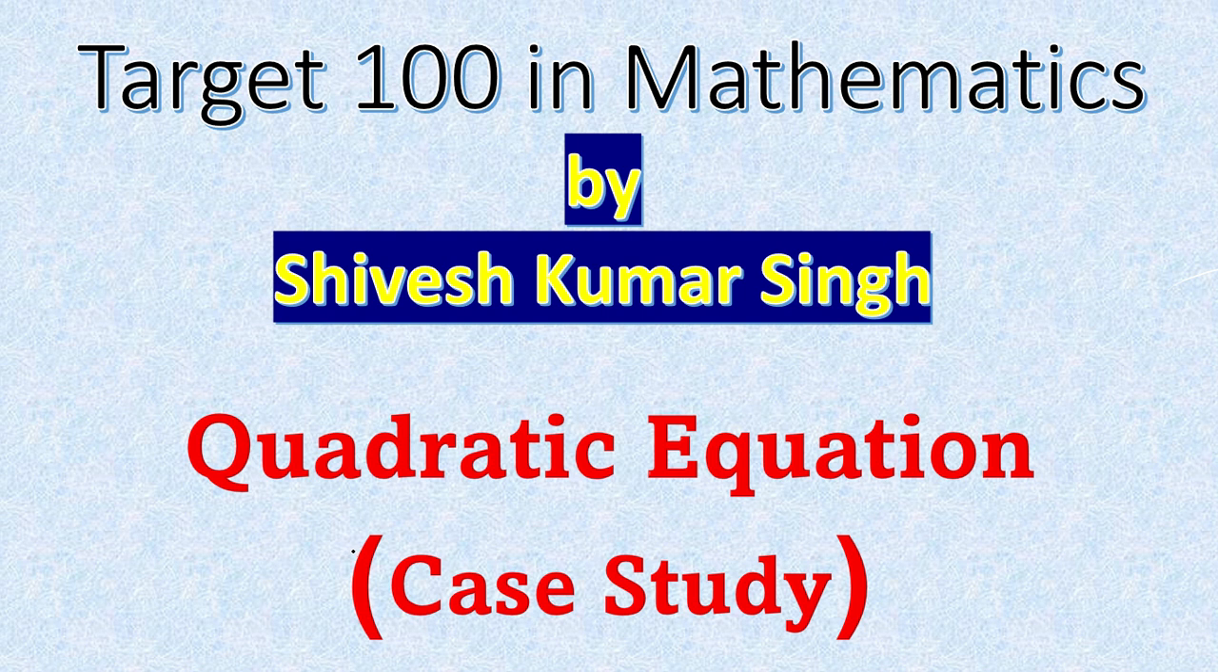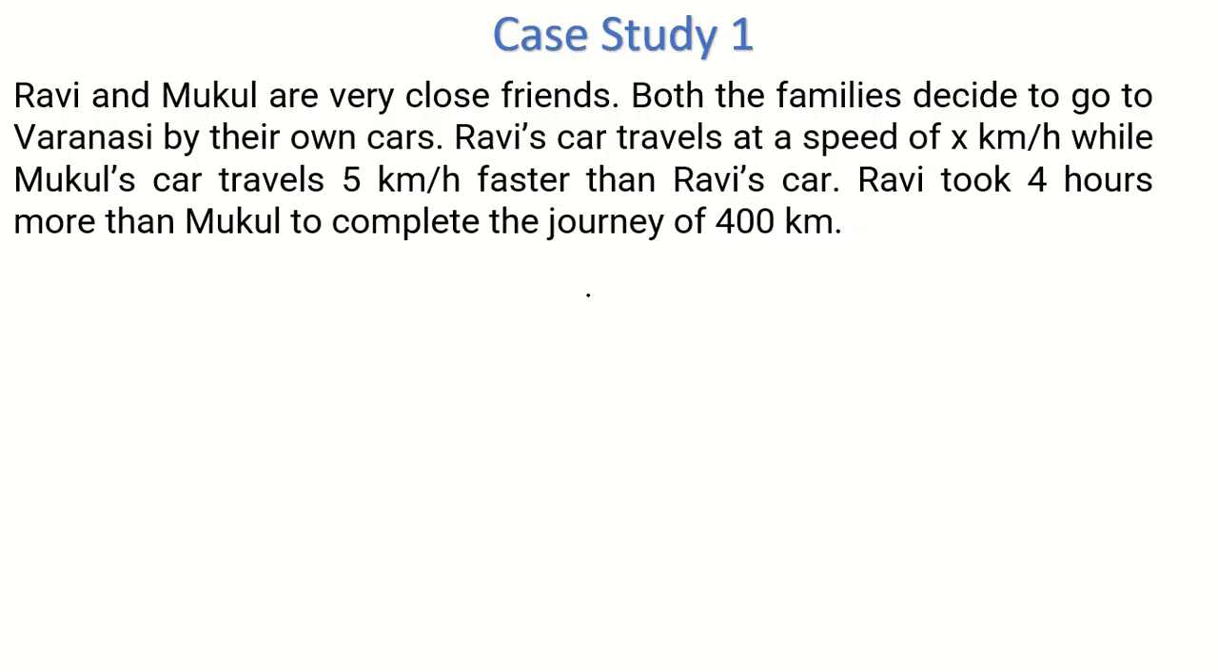In my previous videos I have explained in detail about the quadratic equation, and now let's see some real life examples which are called case studies. For example, Ravi and Mukul are very close friends. Both the families decide to go to Varanasi by their own cars. Ravi's car travels at a speed of x kilometers per hour, while Mukul's car travels 5 kilometers per hour faster than Ravi's car. Ravi took 4 hours more than Mukul to complete the journey of 400 kilometers.